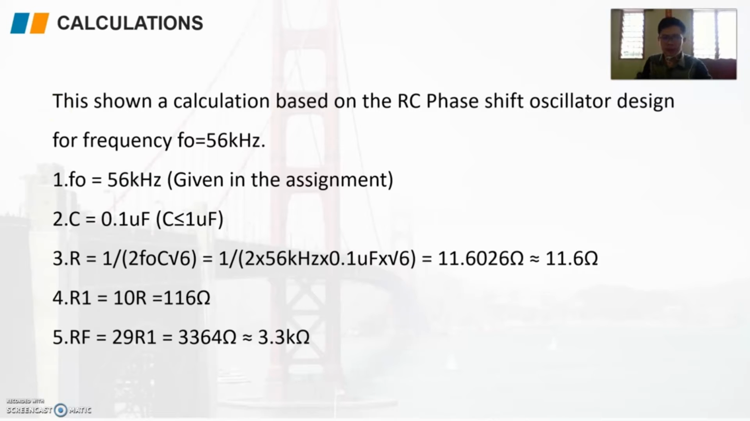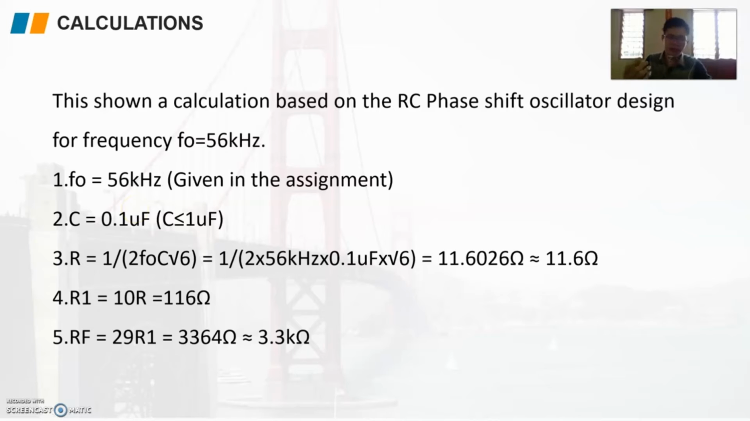So F0 is given according to our design step. So first step is choose the oscillation frequency. Because F0 is given here as 56 kilohertz, we can consider this oscillator frequency, that is 56 kilohertz. And the second one is calculate the value of capacitor C, and the C will be less than or equal to 1 microfarad. So here our group is choosing 0.1 microfarad.